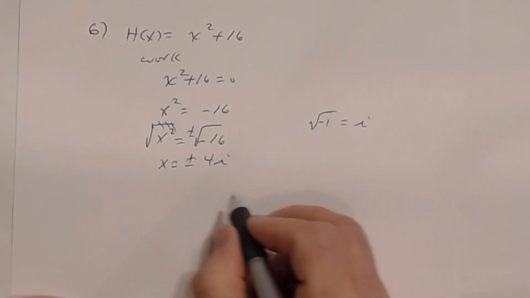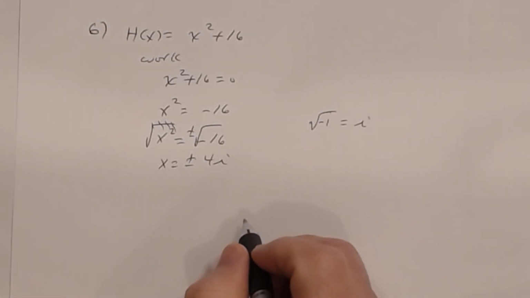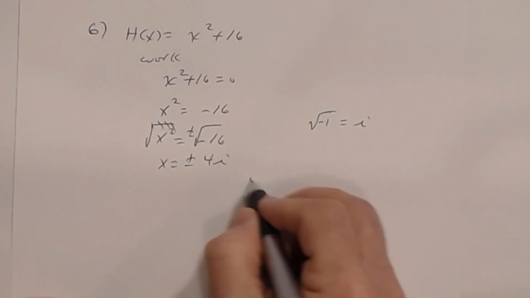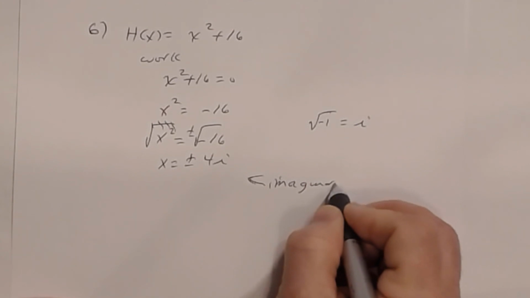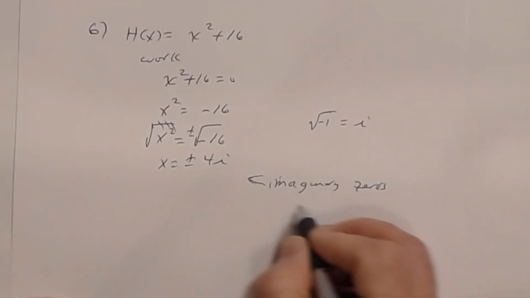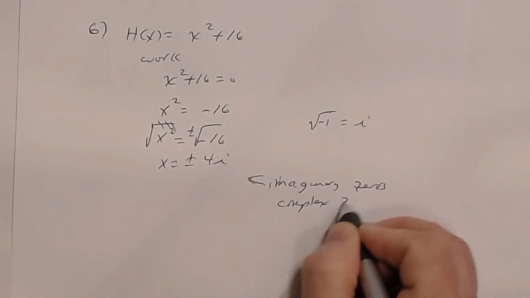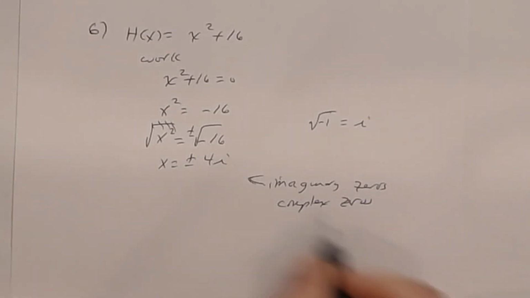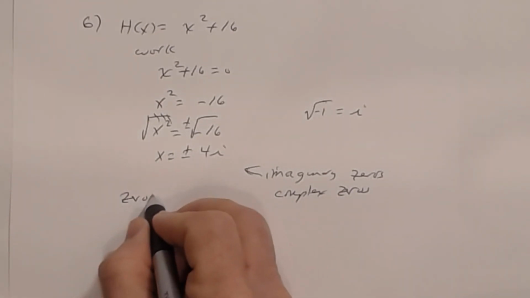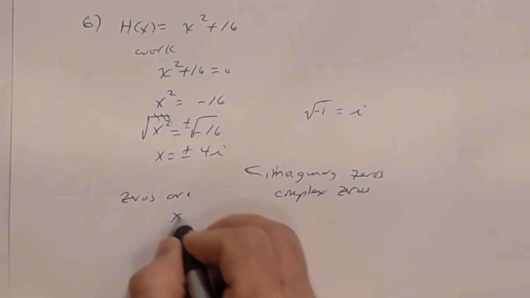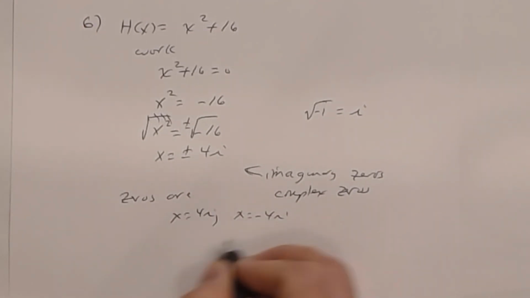And so the zeros here are imaginary numbers. All right, so they're imaginary numbers. So these are imaginary zeros. All right, sometimes we'll just say they're complex zeros. Okay, because of that i. All right, so those are your zeros. So you can write your zeros as x equal 4i, comma, x equal negative 4i.